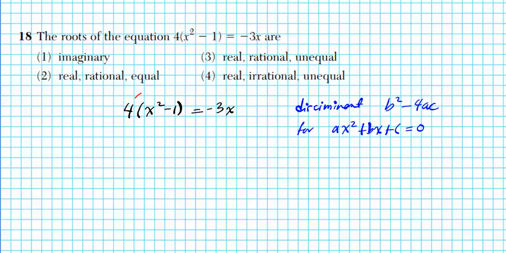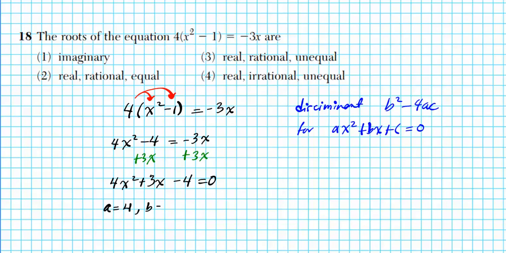We distribute 4 to these two terms, and that yields 4x squared minus 4 equals negative 3x. Now, to put it in standard form, simply add 3x to both sides, and you end up with 4x squared plus 3x minus 4 equals 0. Okay, we can now extract what a, b, and c are. A is 4, b is 3, and c is negative 4.